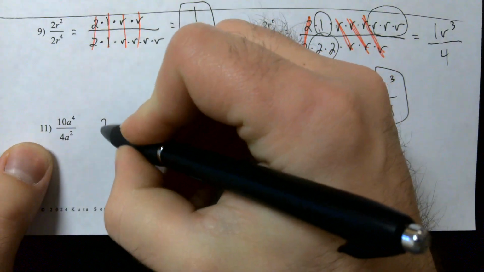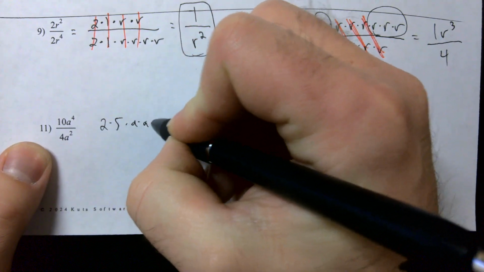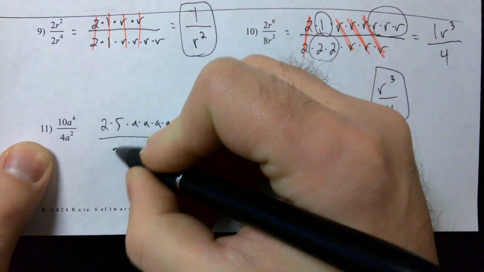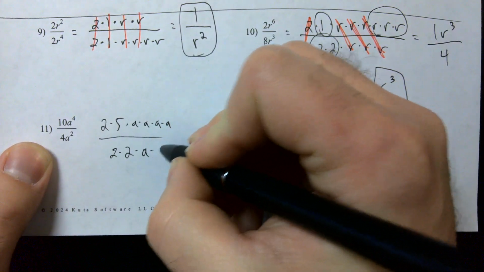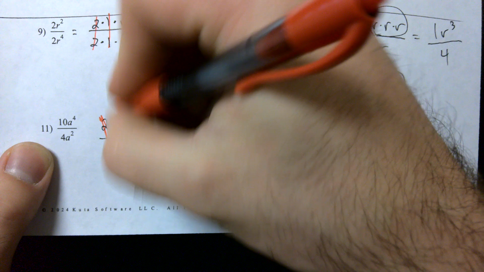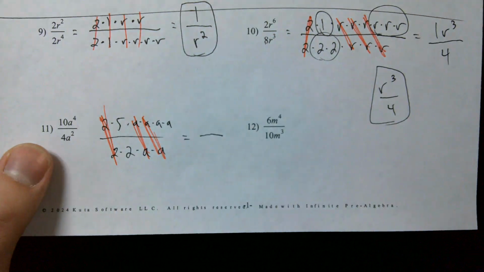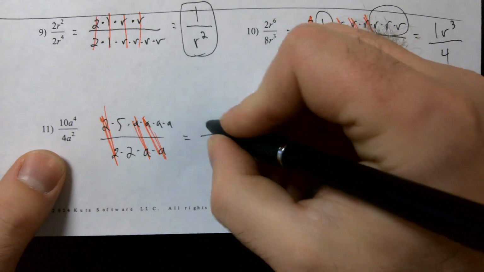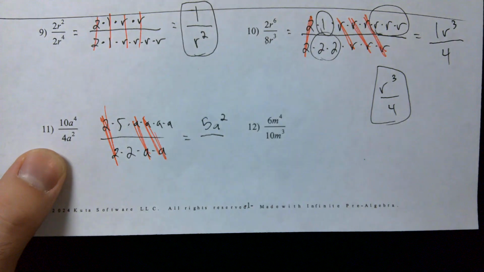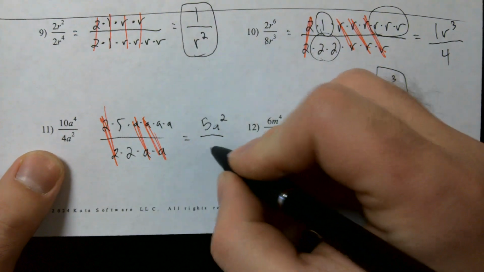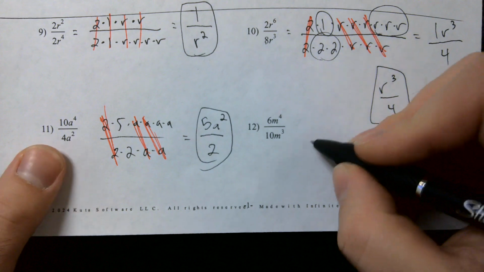Number 11, 2 times 5 with 4 a's over 2 times 2 with 2 a's. Cancel out the 2's. 2 pairs of a's. What are we left with on the top? 5a to the power of 2. What are we left with on the bottom? 2. Nice and easy.